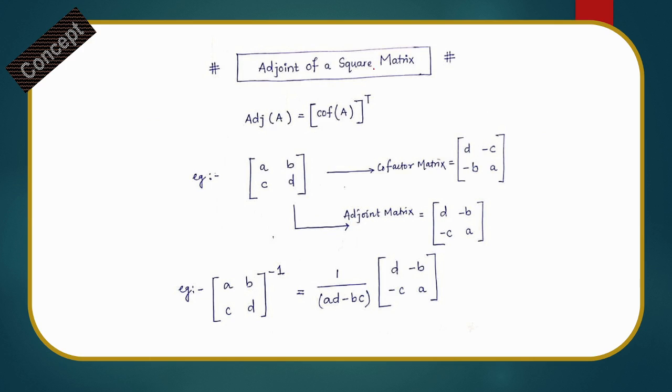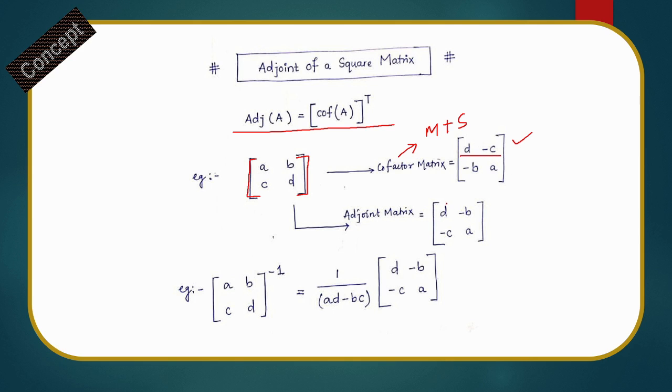So how to find the adjoint of a square matrix? The adjoint of a matrix is calculated as the transpose of the cofactor matrix. Suppose the example matrix given is A, B, C, D. To find the cofactor matrix, we know that cofactor is nothing but minor with signs. First find the minor and apply the signs. So this is the matrix we will get. Then for the adjoint matrix, transpose the cofactor matrix.